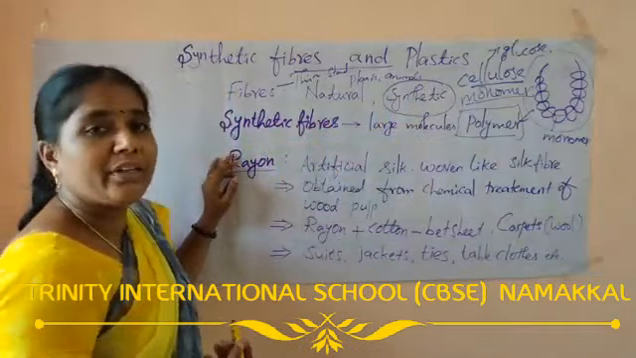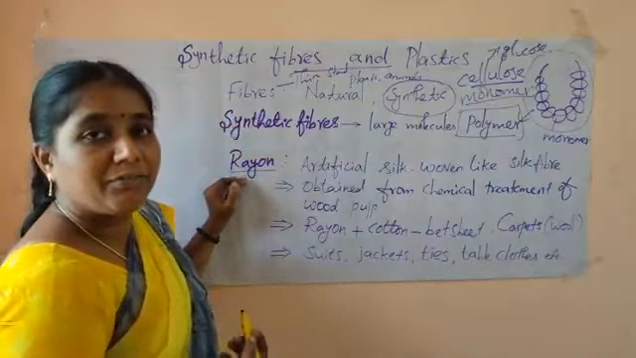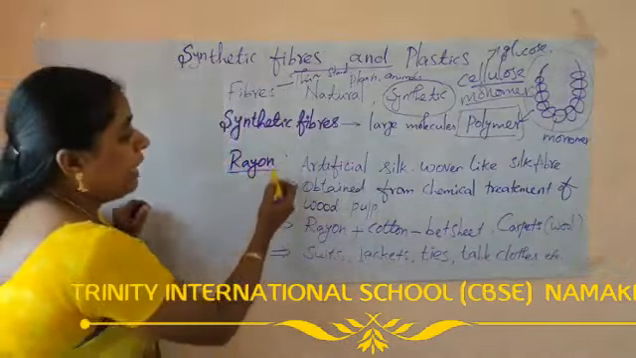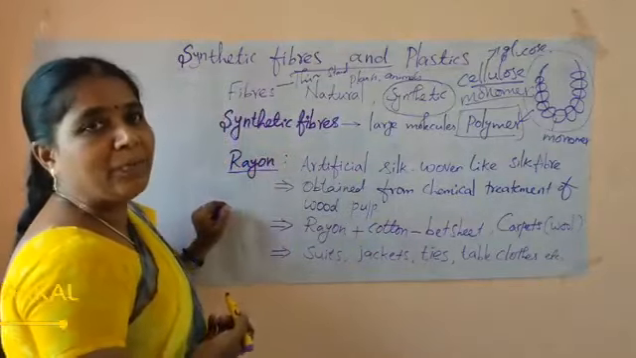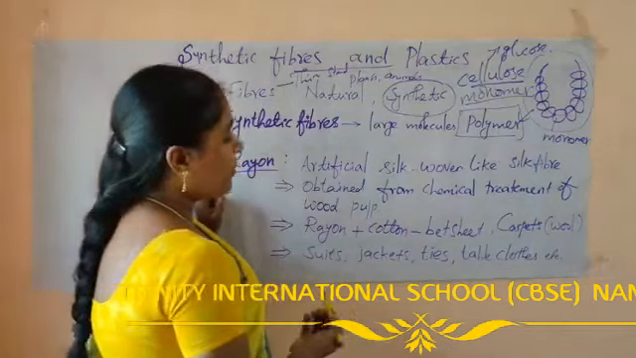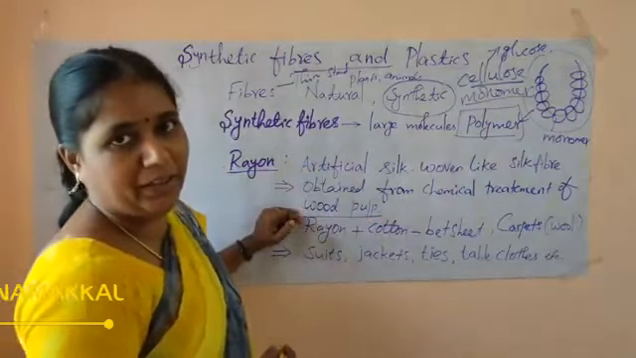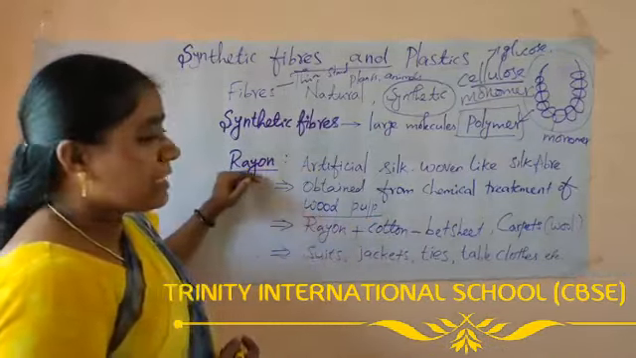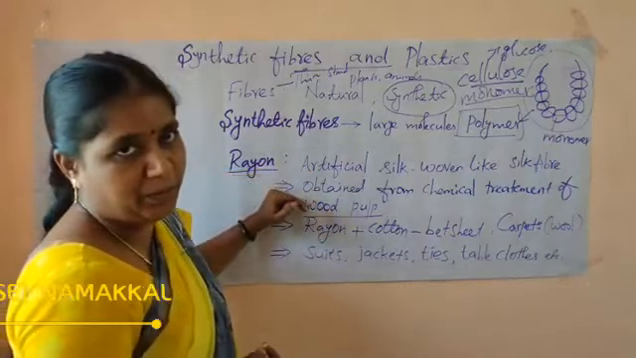Now we are going to discuss the kinds of synthetic fibers. First we will discuss rayon. Do you know rayon is a synthetic fiber? It is prepared from wood pulp. Do you know what wood pulp is? It is a natural material. This rayon is made with the help of wood pulp.